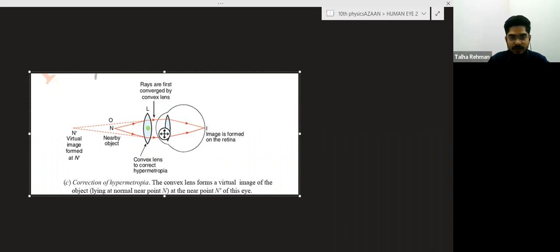Now, here is the object that you want to see. This eye wants to see this object basically. Earlier, if you placed the object at the near point of this eye, this distance will be 25 centimeter.